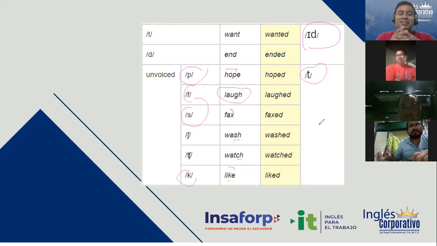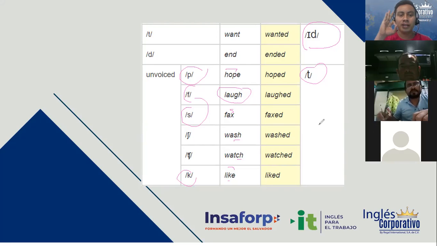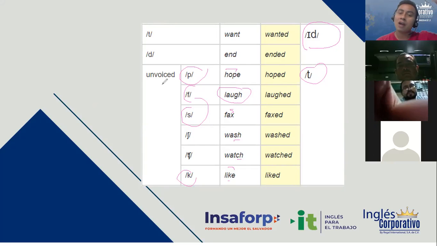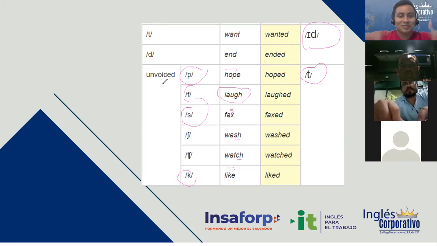Now, the good news is that all the other sounds are going to be with a D sound. Those are considered voiced sounds because you use your vocal cords. And so all other sounds are with a D. So if the verb does not end with any of these letters or sounds, then you have to add the D. Can you think of any example?